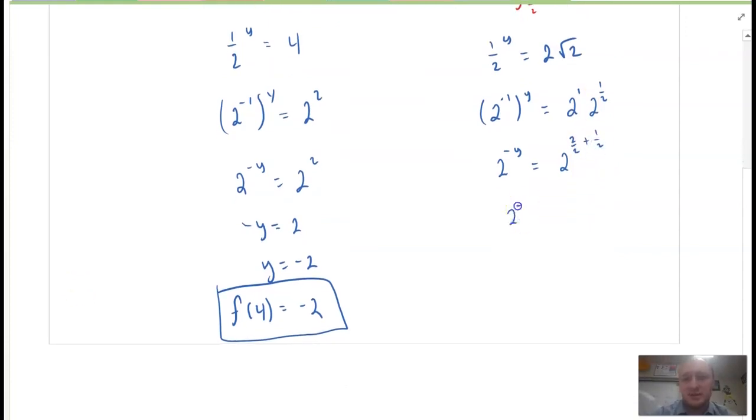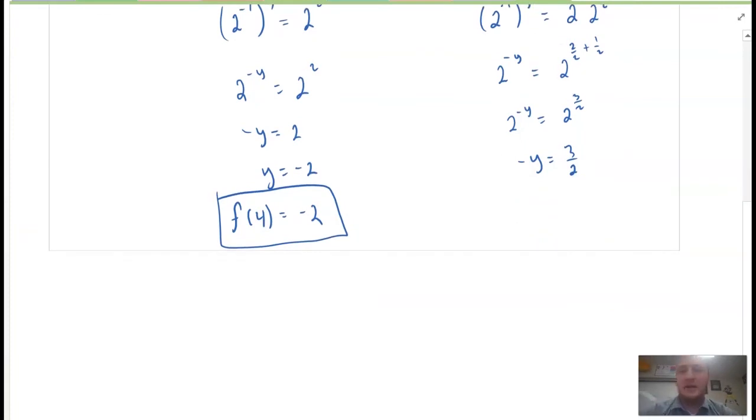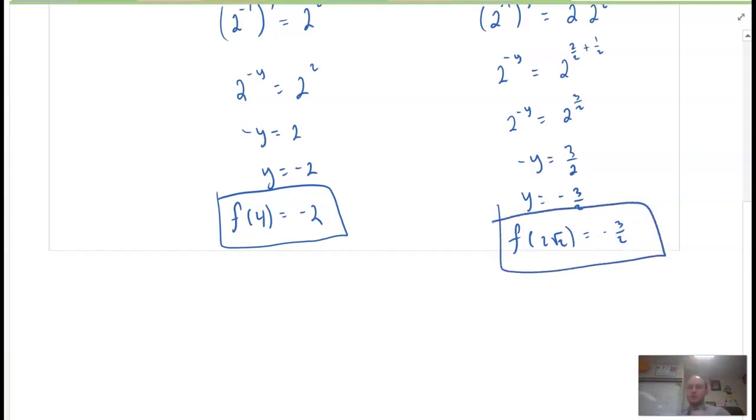So this gives us 2 to the power of negative y is equal to 2 to the power of 3/2. So negative y is equal to 3/2 by the exponential property of equality, and thus we know that y is equal to negative 3/2. Okay, so then f of 2 root 2 is equal to negative 3 over 2. No roots. All right, so that's it. That's how we evaluate logarithms.